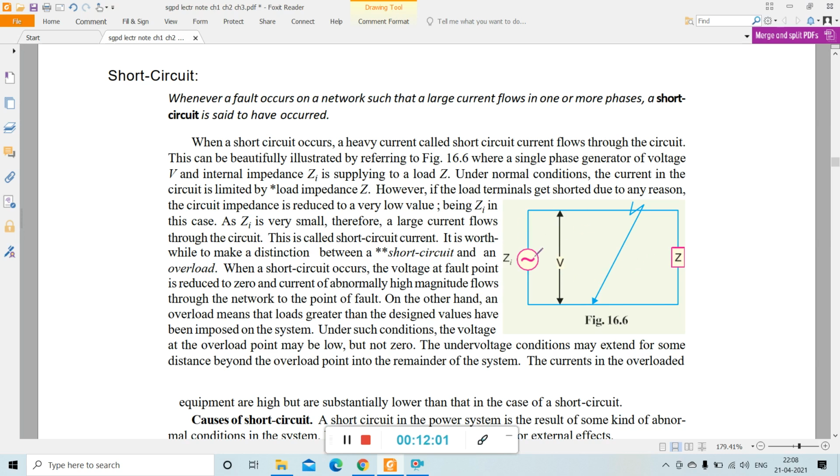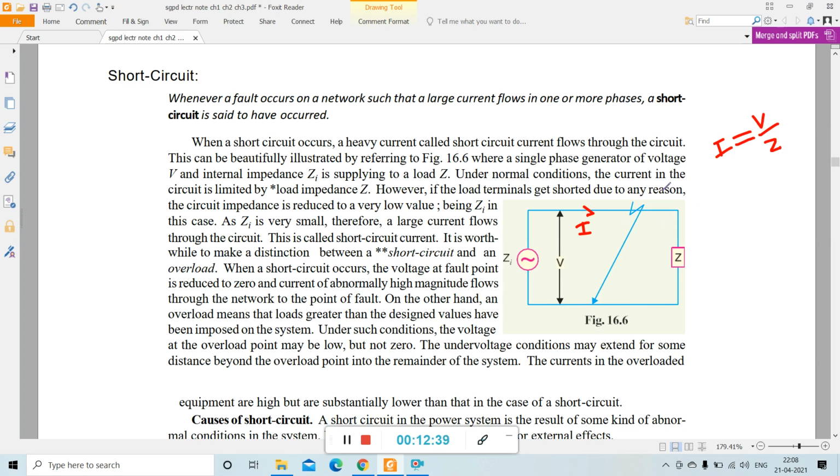In this circuit there is a single phase generator of voltage V. It has internal impedance Zi and is connected to a load whose impedance is Z. When this generator is connected to this load, the current flowing through the circuit is I. So I can write I is equal to V by Z. Here the current is completely controlled by the load impedance.